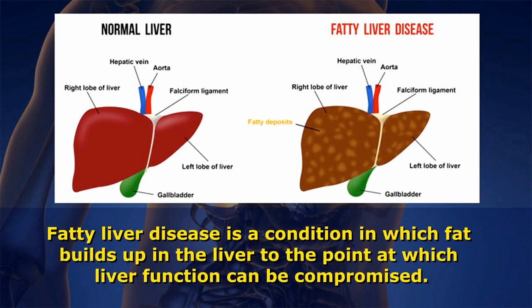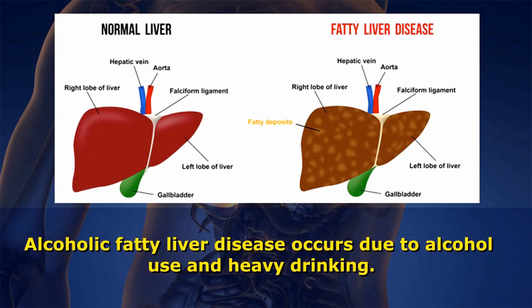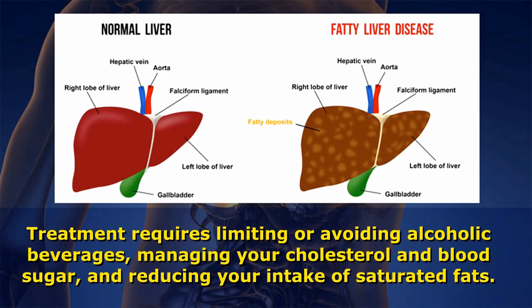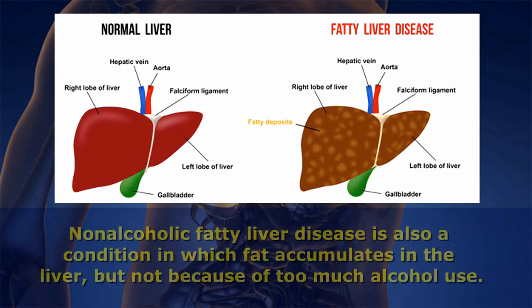Fatty liver disease is a condition in which fat builds up in the liver to the point at which liver function can be compromised. Alcoholic fatty liver disease occurs due to alcohol use and heavy drinking. Treatment requires limiting or avoiding alcoholic beverages, managing your cholesterol and blood sugar, and reducing your intake of saturated fats.